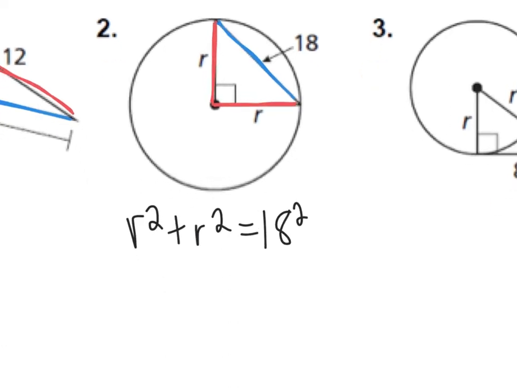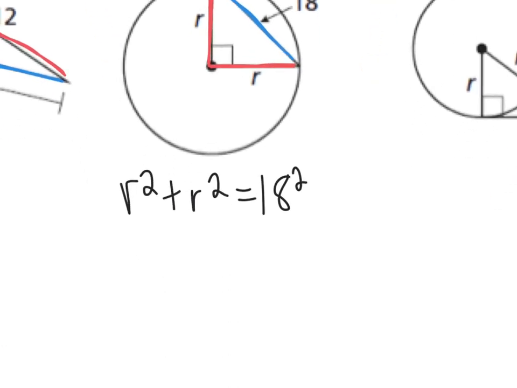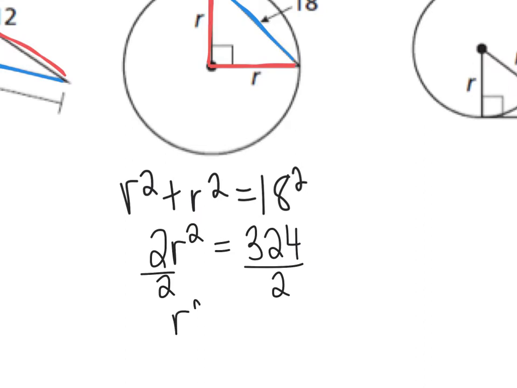So let's keep thinking here. All right, I have r squared plus r squared. Well, if I'm adding r squared plus r squared, that gives me 2r squared equals, well, 18 squared is 324. Well, I don't want 2r squared. I just want to get that r squared alone first. So we're going to divide by 2. And we end up with r squared equals 324 divided by 2, which looks like 162.